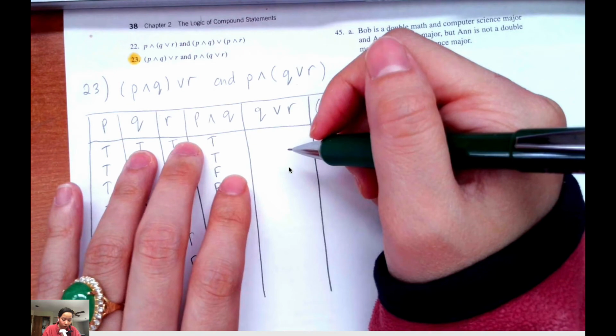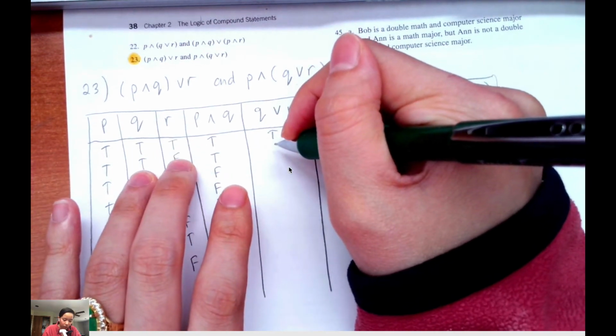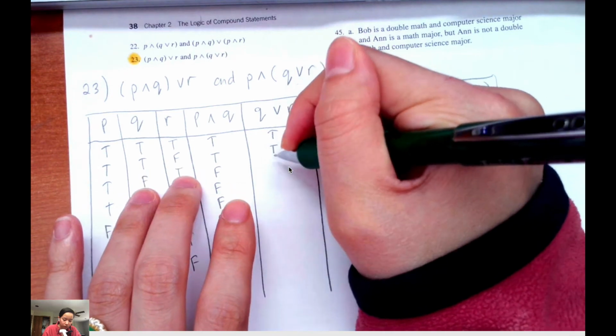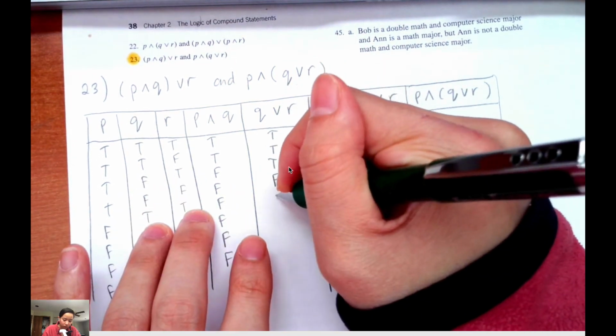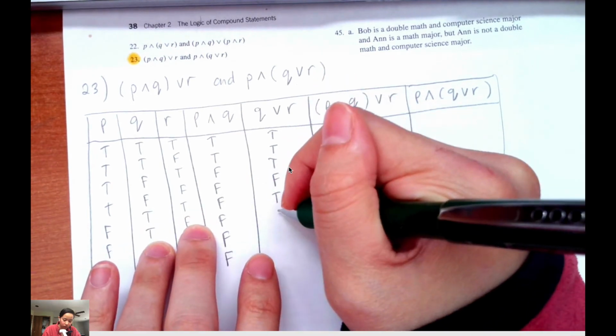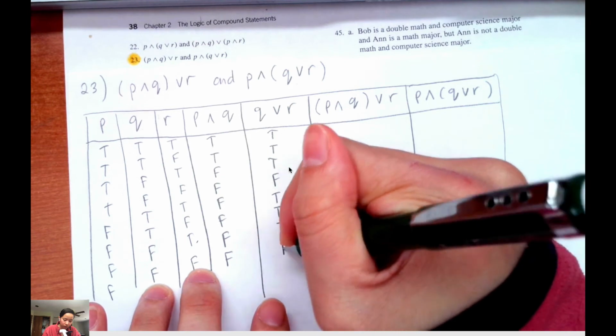And then Q or R: true or true is true. True or false is true. False or true is true. False or false is false. True or true is true. True or false is true. False or true is true. False or false is false.